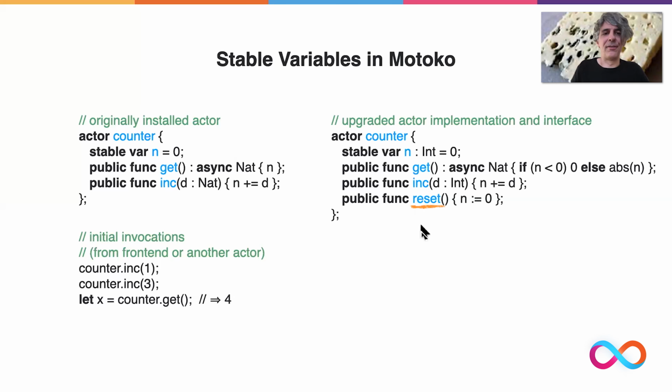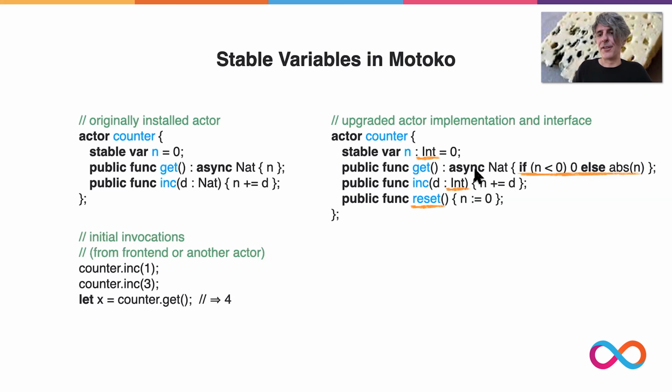Now the next time I want to upgrade my actor, I want to extend the functionality of this counter, for example by adding a reset method. That's the most obvious change here, but there's another interesting change to the interface, which is that I generalized the delta for the increment method from nat to int. So it could now be negative. For that to work, I also have to generalize the type of the internal state. In the original version, the Motoko compiler would have inferred that it's nat, but now I make it int because it can now become negative.